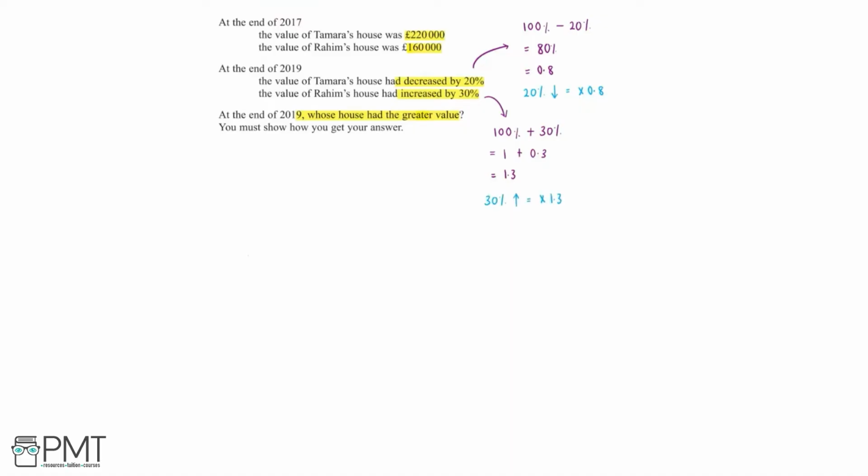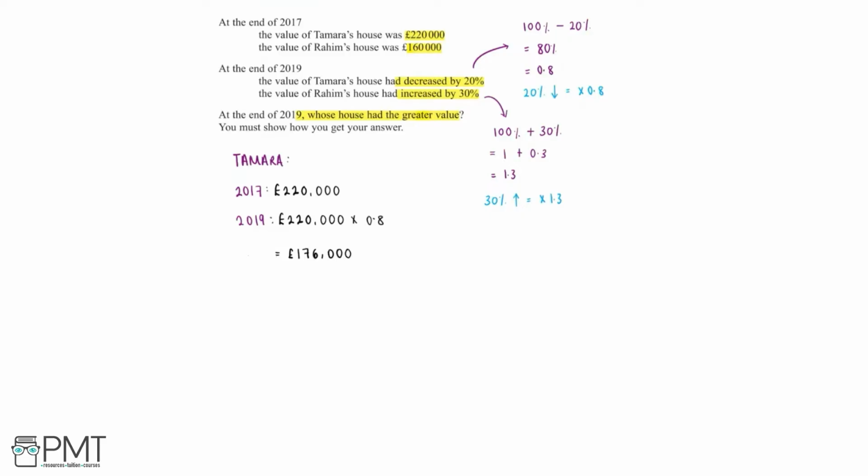Now we can find out the value of both of their houses at the end of 2019. We'll start with finding the value of Tamara's house. We know that her house was worth £220,000 at the end of 2017. By 2019, this had decreased by 20%, and so to find the value in 2019, we'd do 220,000 multiplied by 0.8, which is equal to £176,000.